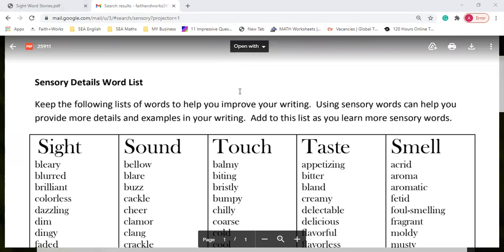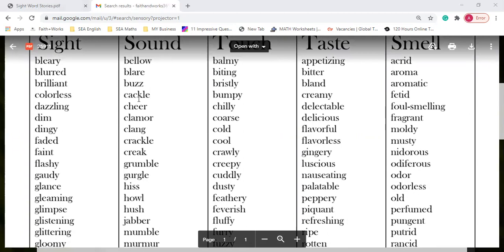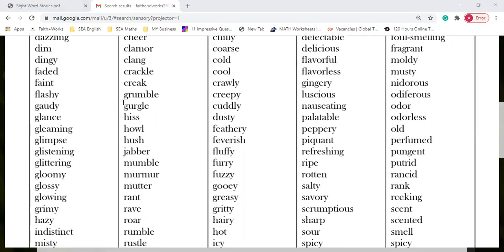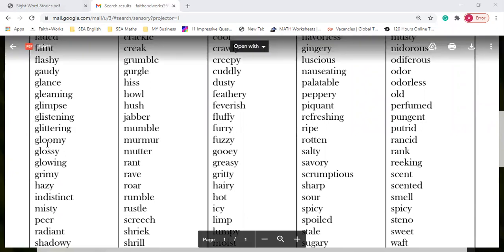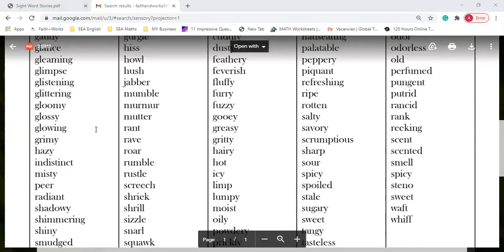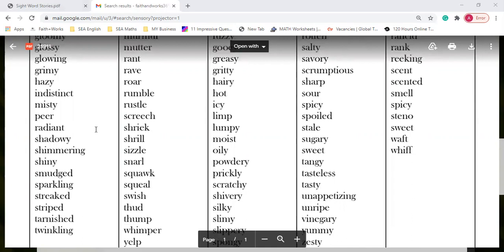Let's look at some of the words for sight. So read through those words to me. Blurry, blurred, brilliant, colorless, dazzling, dim, dingy, faded, faint, flashy, gaudy, glance, gleaming, glimpse, glistening, glittering, glossy, gloomy, glow, glowing, hazy, grimy, indistinct, mist, misty, pale, radiant, shadowy, shimmering, shiny, smudged, sparkling, streaked, striped, tarnished, twinkling.